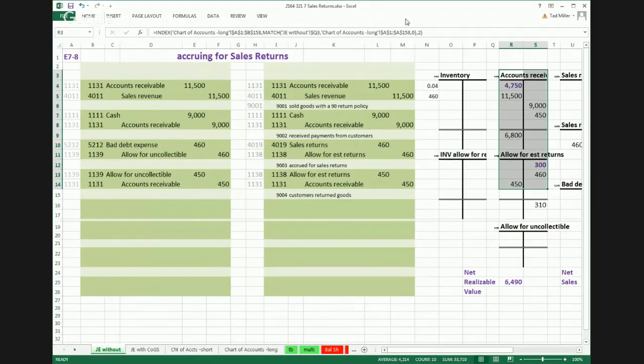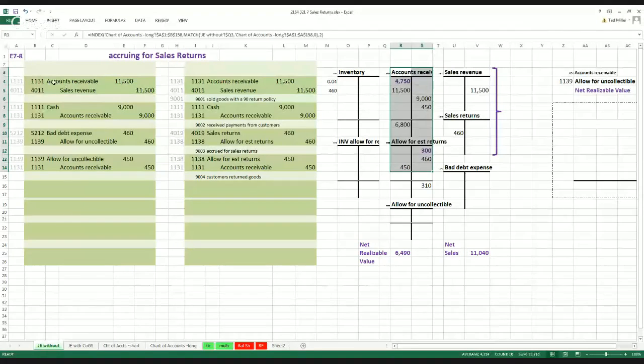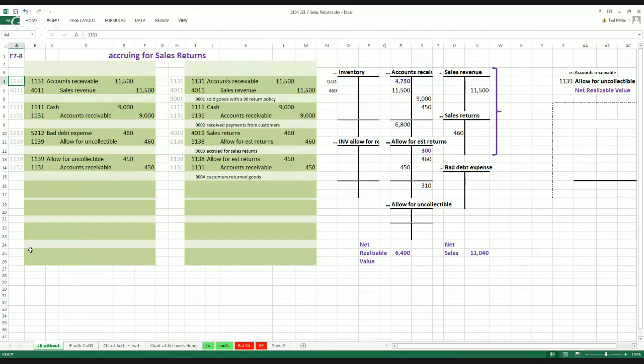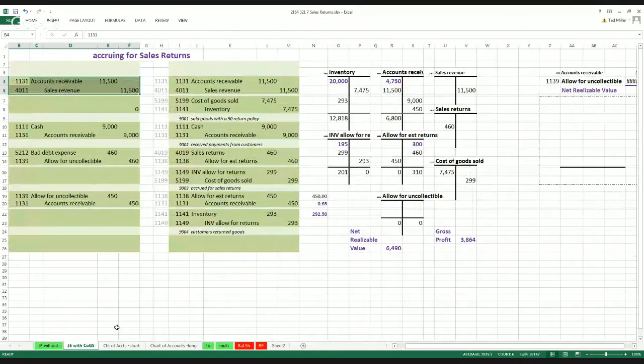Good morning. Today we're going to discuss the accrual for sales returns when there's inventory involved and cost of goods sold. So a little bit more complex than we talked about. Quick review. I always start out with bad debt expense because of the similarities.